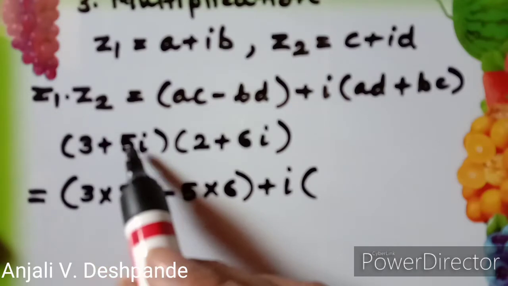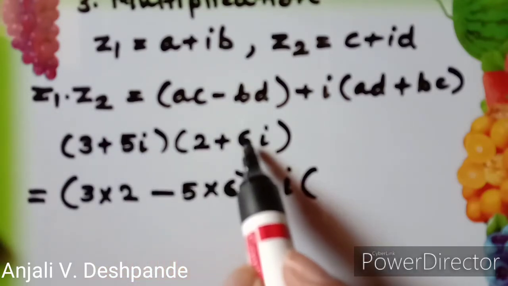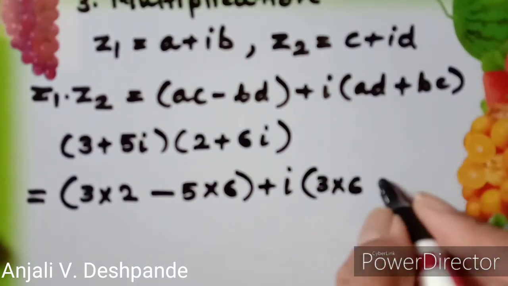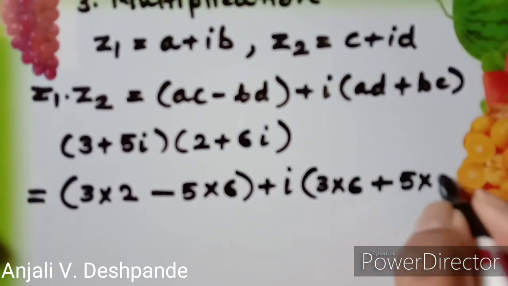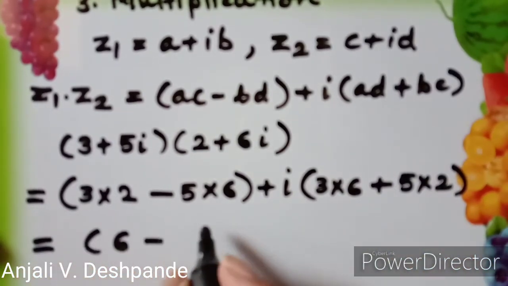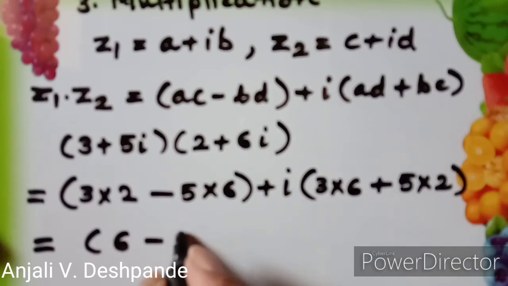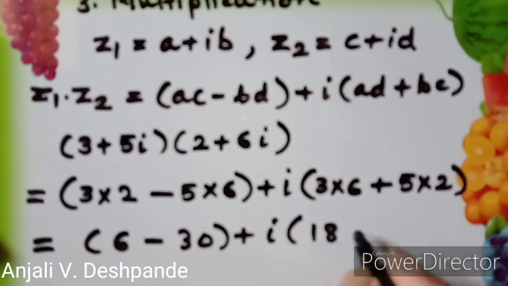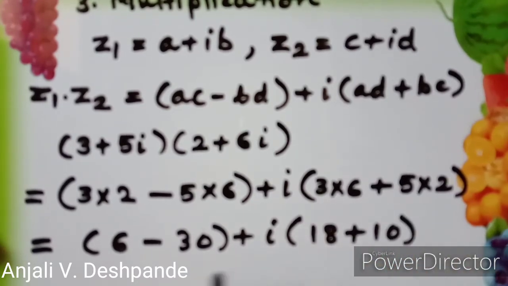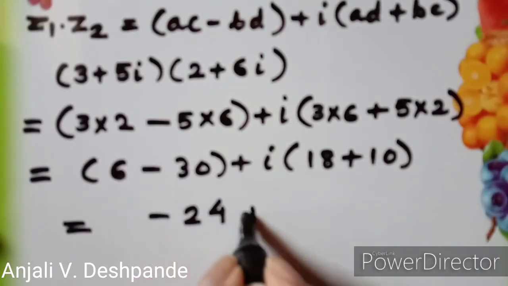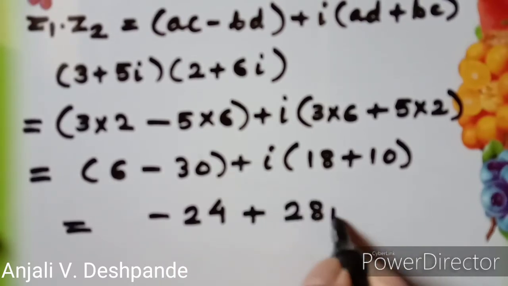So this is A, this is B, this is C, this is D. Therefore 3 into 6 plus 5 into 2. So this is equal to 6 minus 30 plus i into 18 plus 10. So the final answer which we will get will be minus 24 plus 28i.